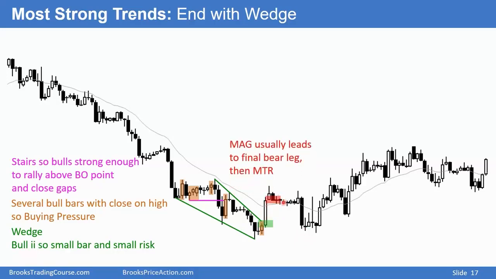Strong bull breakout, and the bulls are so strong they were able to create gap bars. 2 bars where the lows are completely above the moving average. There's a gap between the low of these bars and the moving average. That usually leads to the final leg of the bear trend before there's a major trend reversal attempt. Higher probability either to buy here for a scalp.